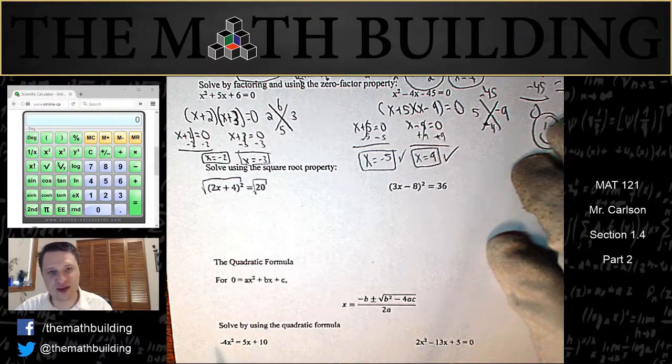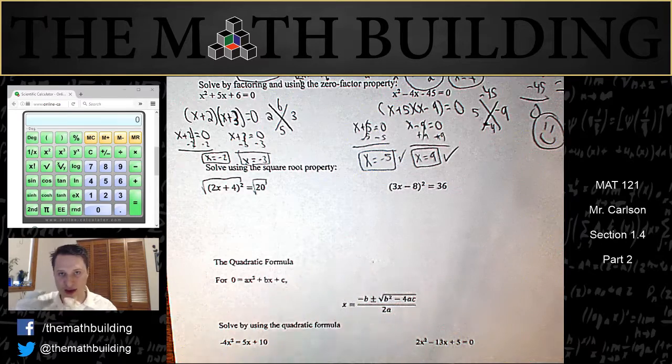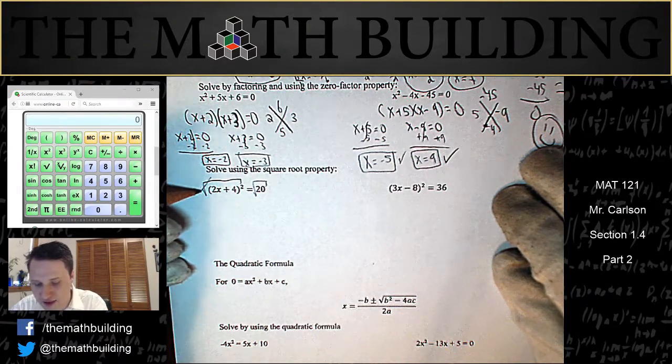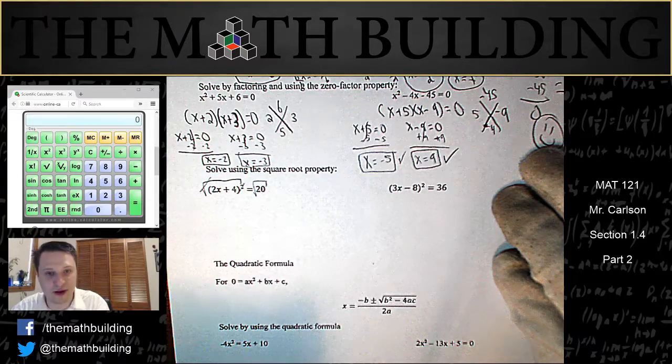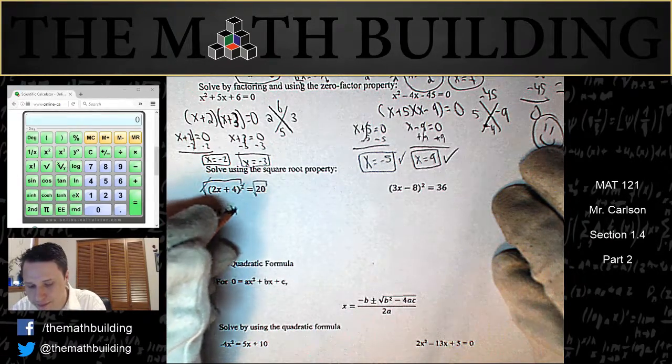Now there's two things to keep in mind when you do this. First, you have to take the square root of the entire side of the equation. You can't just take the square root of one piece or one term. The second thing is, when we do this, on the left side, the square root cancels the square. So that's really nice. We just get 2x plus 4.